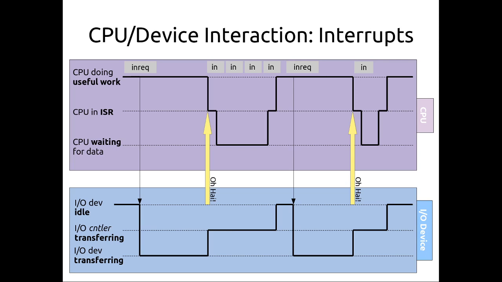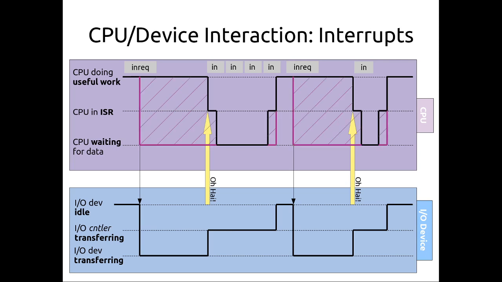And you see on the right, we're just repeating that same pattern again, making a request, waiting for the interrupt, eventually the interrupt handler triggers. We execute the ISR, which executes the in instructions, and then eventually we'll go back to doing useful work, right? So I want to compare this to the previous diagram.